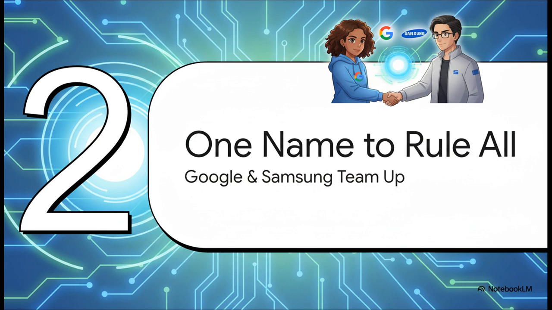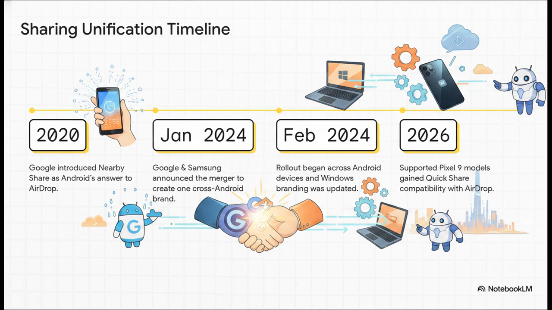So to finally put an end to all that fragmentation, the two absolute giants of the Android world, we're talking Google and Samsung, did something pretty huge. They actually decided to team up, to combine their forces and create one single unified sharing standard for every single Android user out there. And look, this wasn't something that happened overnight. It really started back in 2020 when Nearby Share first launched. But the real turning point, the big moment, was in January of 2024 when Google and Samsung officially announced this partnership. The rollout started happening almost right away, and the plan is to just keep building on this for years to come.